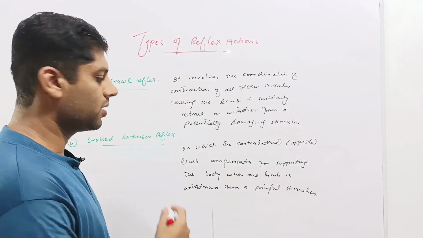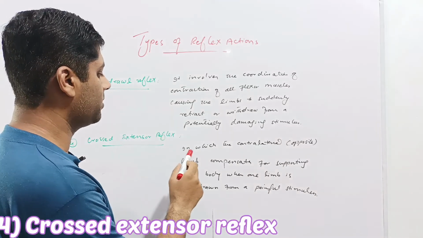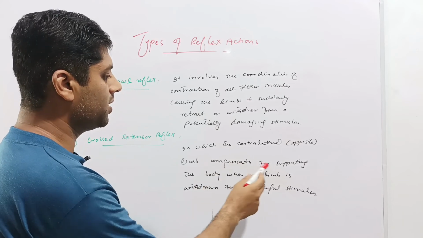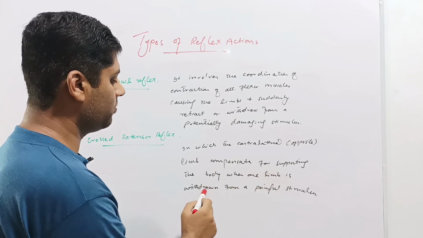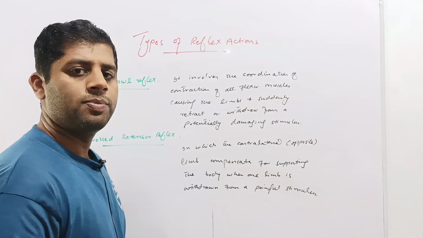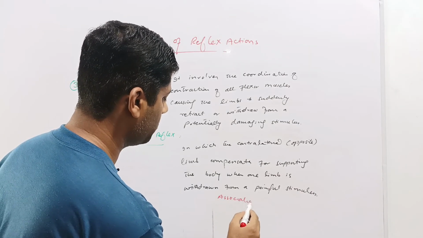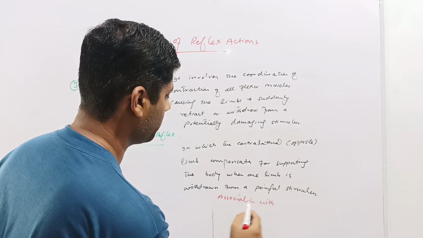Next is the crossed extensor reflex. It may be defined as a reflex in which the contralateral limb, meaning the opposite limb, compensates for supporting the body when one limb is withdrawn from a painful stimulus. It is basically associated with the withdrawal reflex, so it has a close association with the withdrawal reflex.